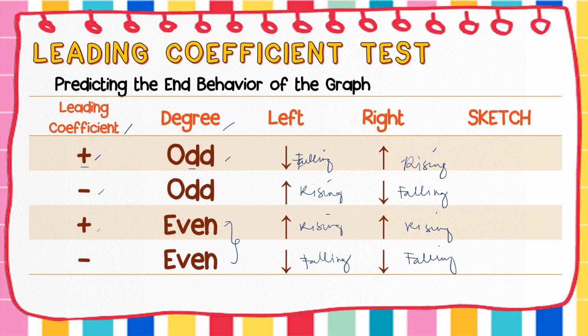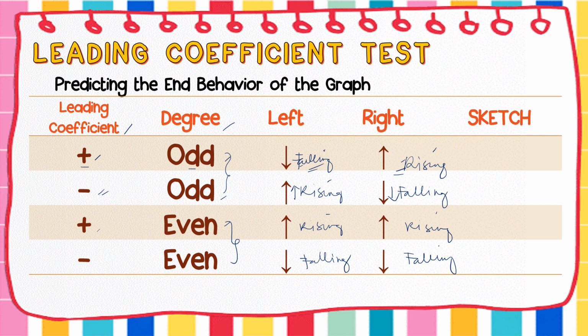Kapag odd ang degree, dun lang kayo magkakaiba. No? Dun lang kailangan nyo ng konting memorization. Hindi naman matindi. Kapag positive odd, mauuna si falling. Na fall, bumangon. Positive yon. Kapag negative odd, rising na, bumaba pa. Bahala na kayo kung paano nyo siya matatandaan. Basta ganyan, even parehas lagi ang end behavior niya. Kapag odd, magkaiba.